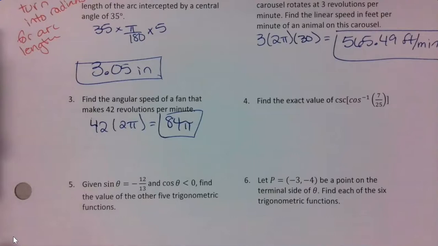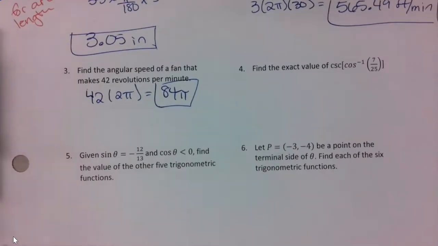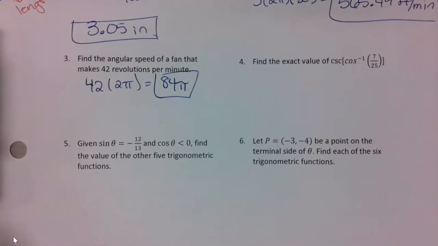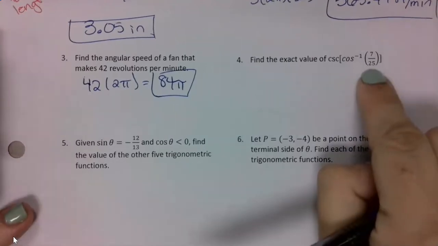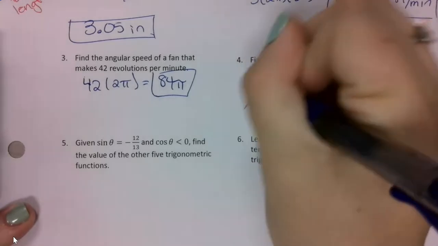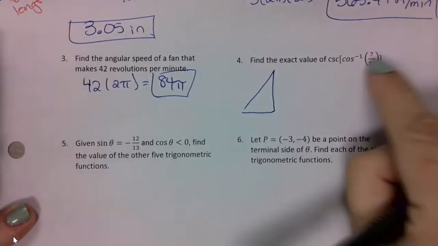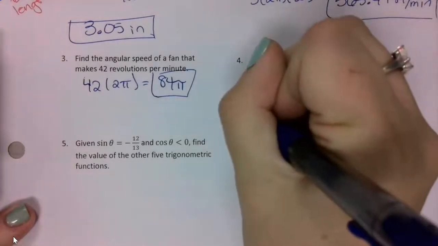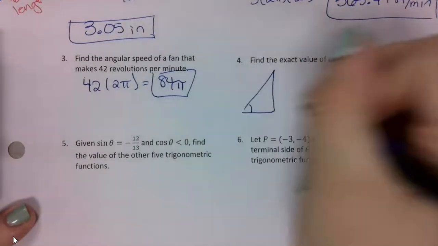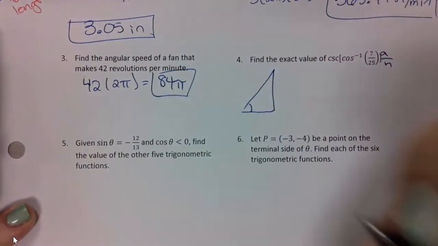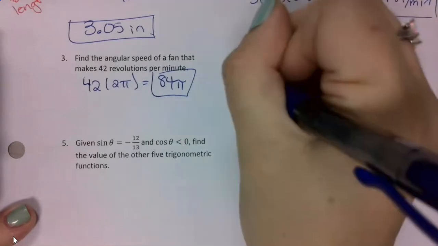Number 4 wants me to find the exact value of cosecant of inverse cosine of 7 over 25. This is a ratio, not an angle. So I want to go ahead and start off by drawing a triangle. It's positive, so I want this in the first quadrant. Cosine is adjacent over hypotenuse. So I have 7 over 25.